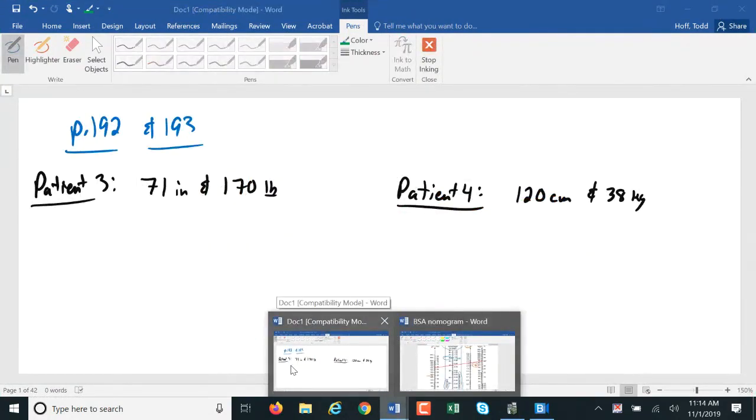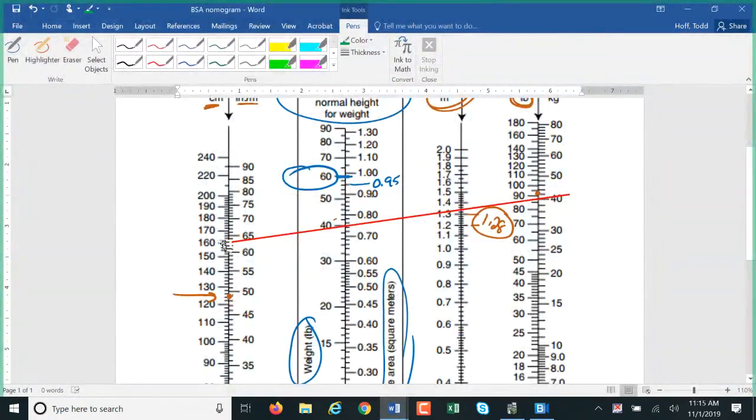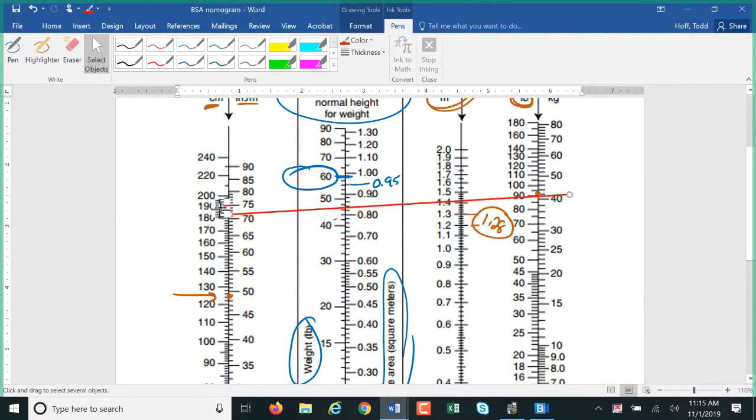So that first patient was 71 inches and 170 pounds. 71 inches, right here. 170 pounds, up here. That person, I'd say really close to dead on 2.0. Is that what you guys came up with? Somewhere in there? 1.99, 2.0.